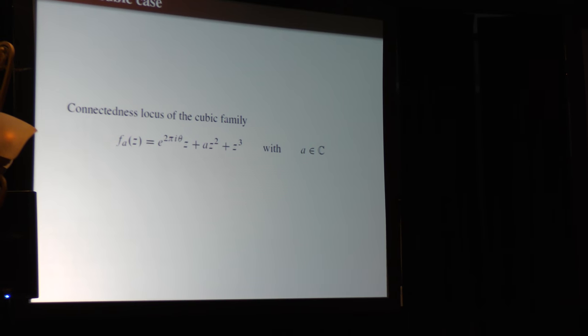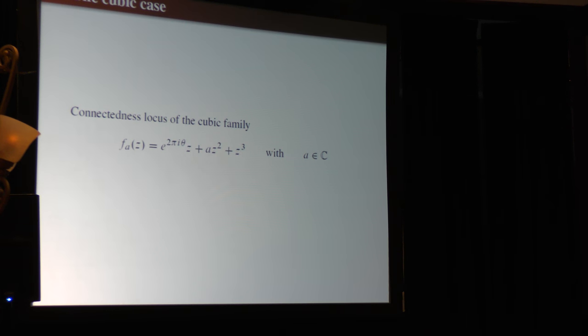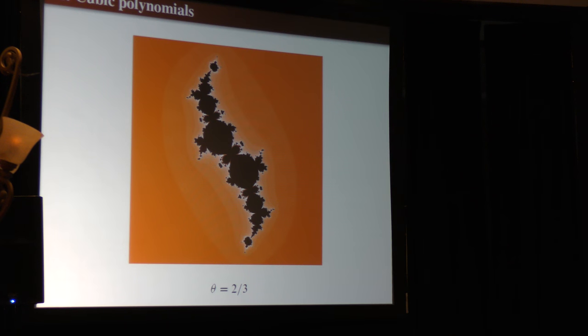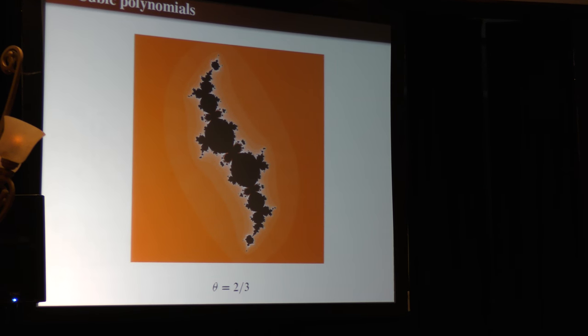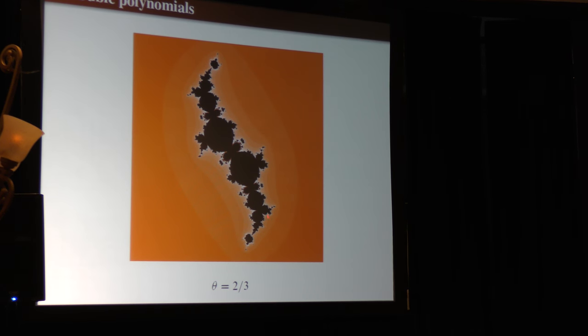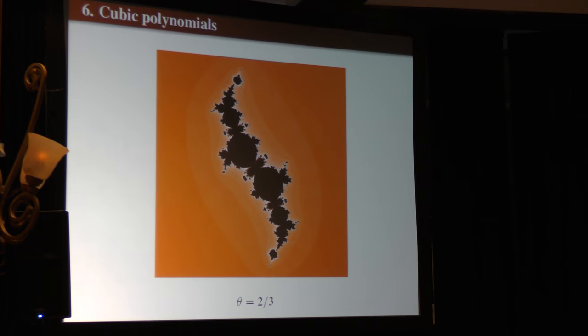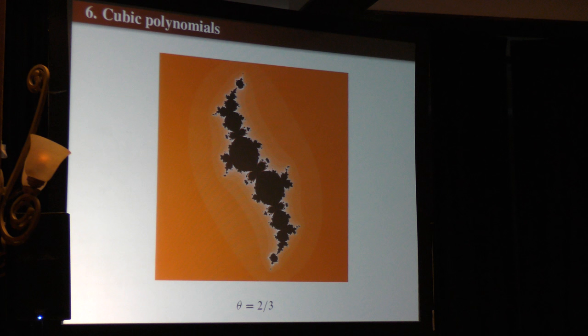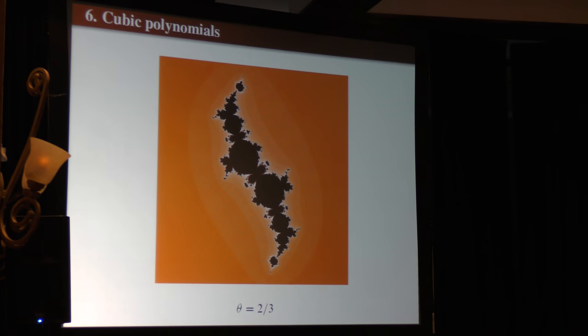So if I show you the picture of the A plane, we expect this picture to have a 180 degree symmetry. And this is the picture when theta is 2/3. The center of the picture is A equals 0, and everything is symmetric around this point. You see various components of the interior, you see copies of the Mandelbrot set, and there is a rather good understanding of what's happening here in terms of the components and their relation to the dynamics.